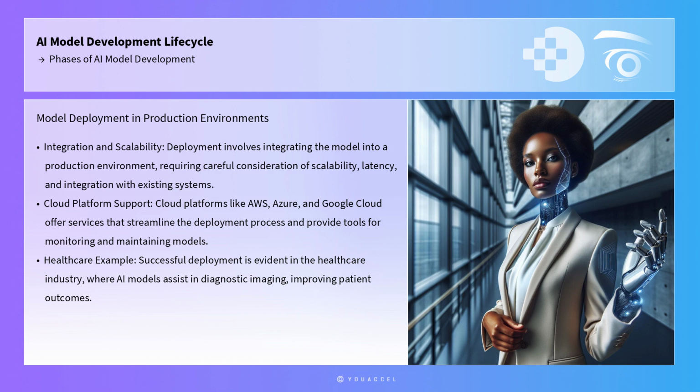Once the model is validated, the deployment phase follows. This involves integrating the model into a production environment where it can be used to make real-time decisions. Deployment requires careful consideration of scalability, latency, and integration with existing systems. Cloud platforms like AWS, Azure, and Google Cloud offer services such as AWS SageMaker, Azure Machine Learning, and Google AI Platform, which streamline the deployment process and provide tools for monitoring and maintaining models in production.